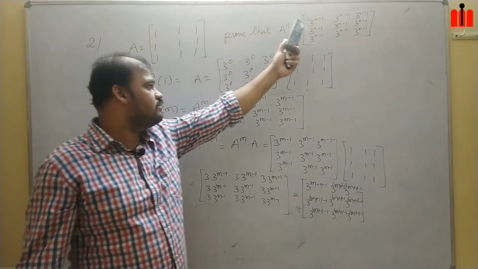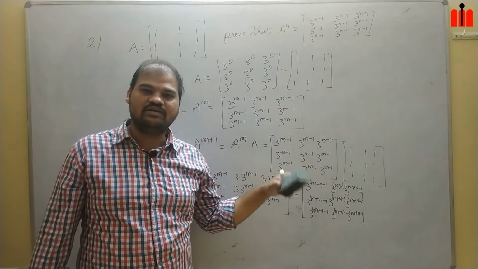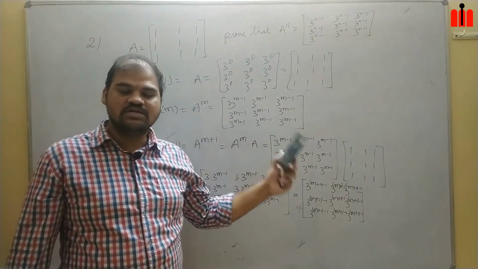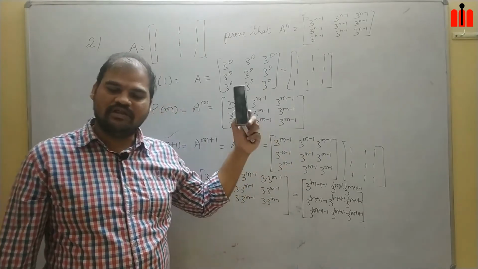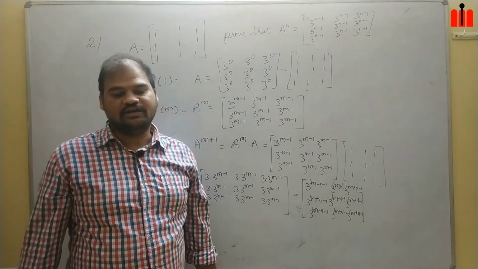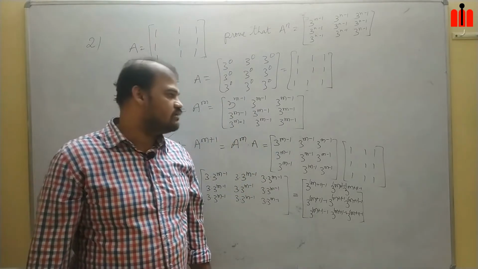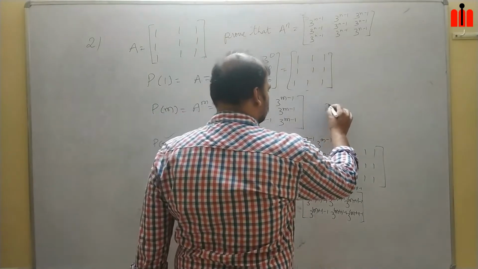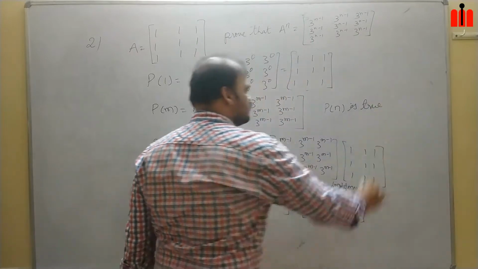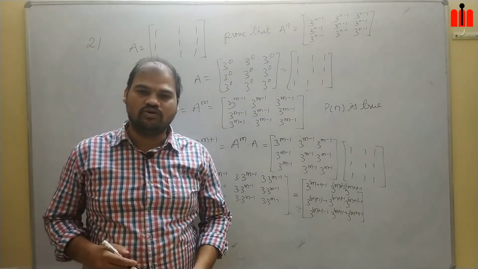So what is Pn? A to the power of n has every entry 3 to the power of n minus 1. This is my Pn statement, okay? So this is proved. That means Pn is true. So this completes the second problem. Let's move on to the third problem.